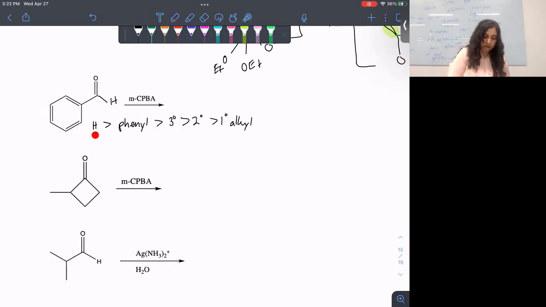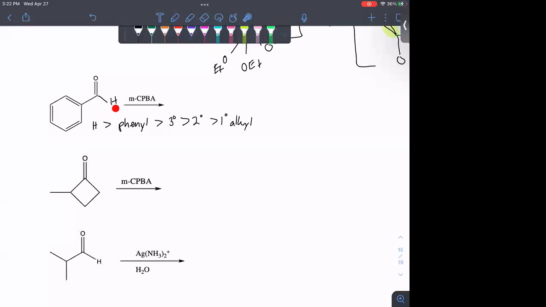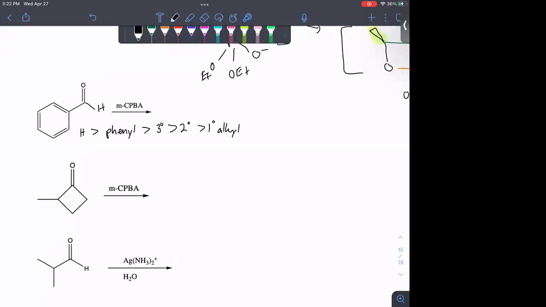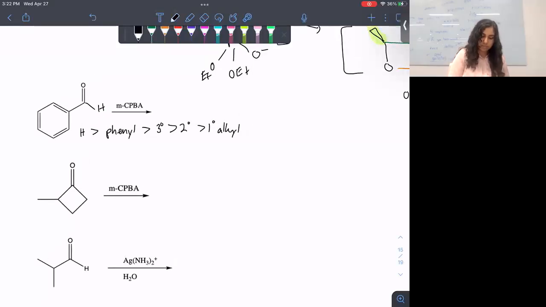In this case, the top priority is the hydrogen, and there's a hydrogen on the aldehyde. So we're just going to go ahead and stick the oxygen in there. Just memorize that aldehyde plus MCPBA equals carboxylic acid.